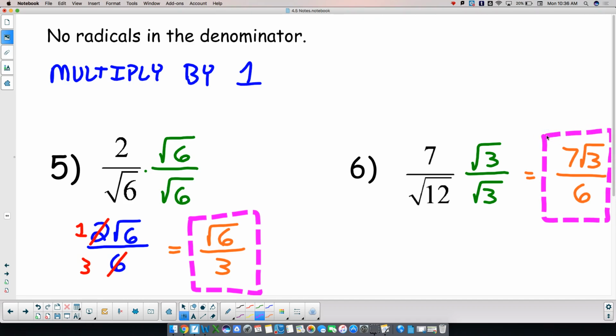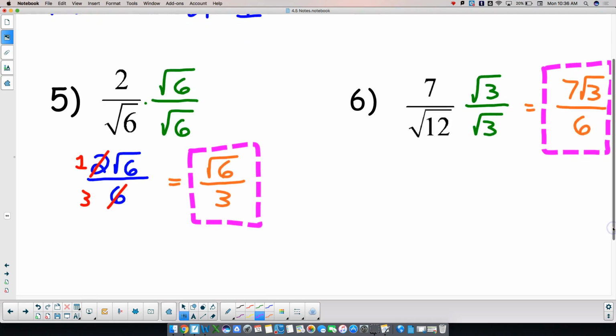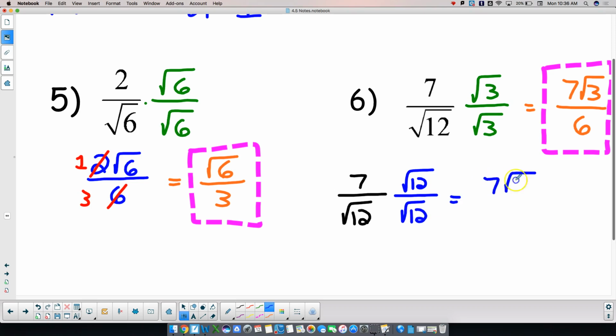Now, let me show you the way that most of you did it. So you started with 7 over the square root of 12, and you multiplied by the square root of 12 over the square root of 12. Great. And that gives me 7 times the square root of 12 over 12.